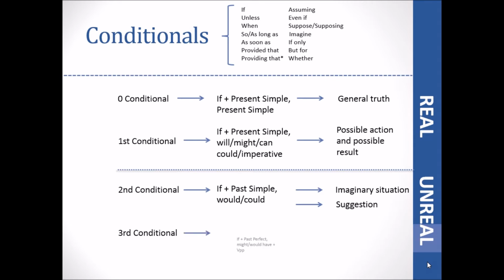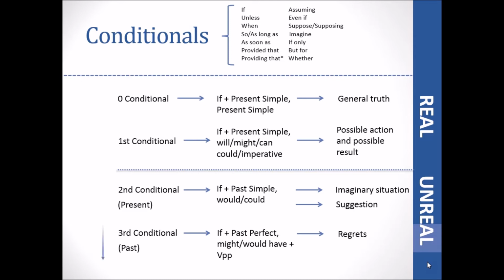The third conditional is probably the most difficult of all in terms of form. Students get quite confused with it. If plus past perfect, might, would, have, and then the verb in past participle. And it's used to talk about regrets most of the time. So as I was saying, the second conditional and the third conditional deal with unreal situations. The second conditional is used to talk about a present imaginary situation, while the third conditional is used to talk about a past unreal situation.